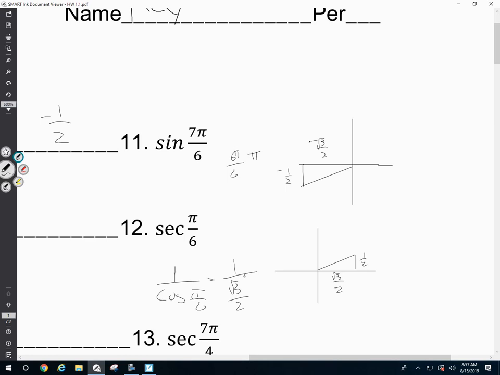We can write it like this. This is fine. We can write it like this. This is good. We can rationalize as well, which we just did in the previous problem.